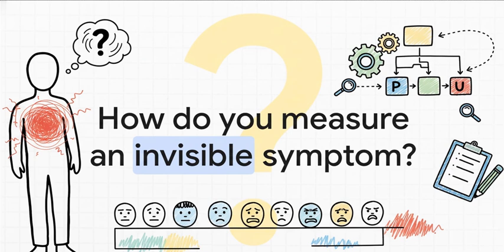So think about it. How do you actually measure something you can't see? Pain is the fifth vital sign, right? But here's the kicker. It's 100% subjective. I mean, what one person calls a 3 out of 10 pain, someone else might say is a 7. And that's exactly why we need a solid, structured framework to get the real story behind what our patient is feeling. It's so much more than just a number.